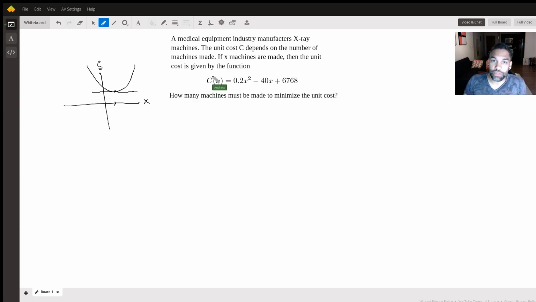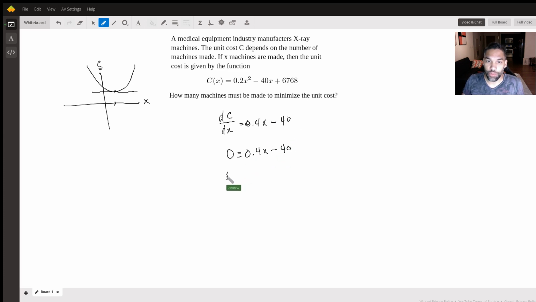So we take the derivative of the function that we're given, with respect to x. And then we just use the power rule. We take this 2 and multiply, getting 0.4x minus 40. And this constant term goes away, because the slope doesn't depend on how high or low the graph is. So this is the slope, and then we need to determine for which value of x this is 0. So we set this equal to 0, and then we can solve for x.